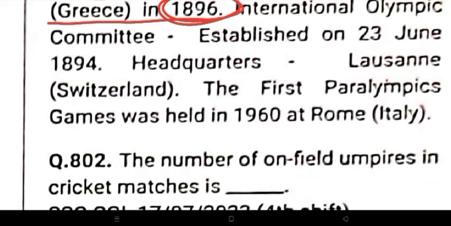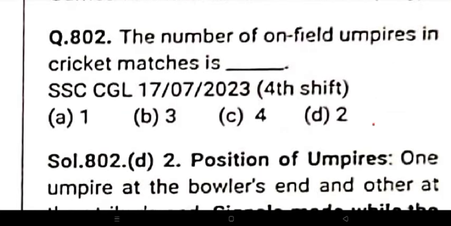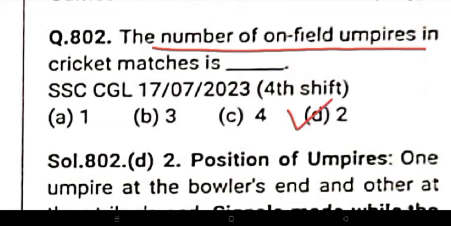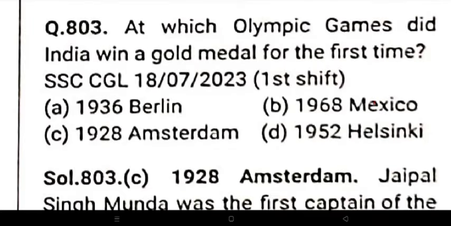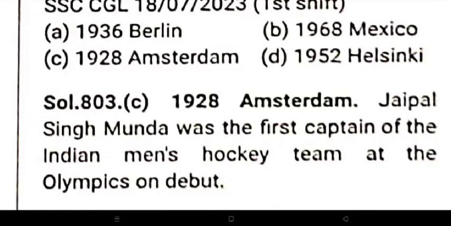Next, the number of on-field umpires in cricket matches is 2. Next, at which Olympic Games did India win a gold medal for the first time? 1928 Amsterdam. India won a gold medal for the first time at the 1928 Amsterdam Olympic Games.